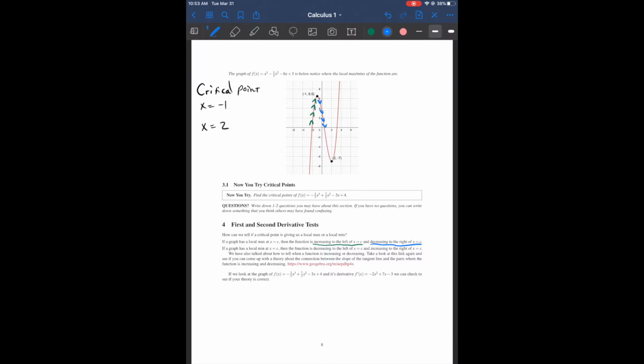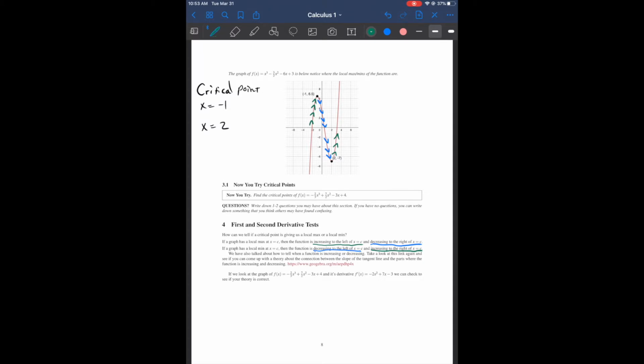If we're looking for local mins, then we can see that if the function is decreasing to the left, for example like here at x equals 2, and then increasing to the right, then my function should be going down and then up. And if you think about that, that gives you a shape that looks like it's got a local minimum.